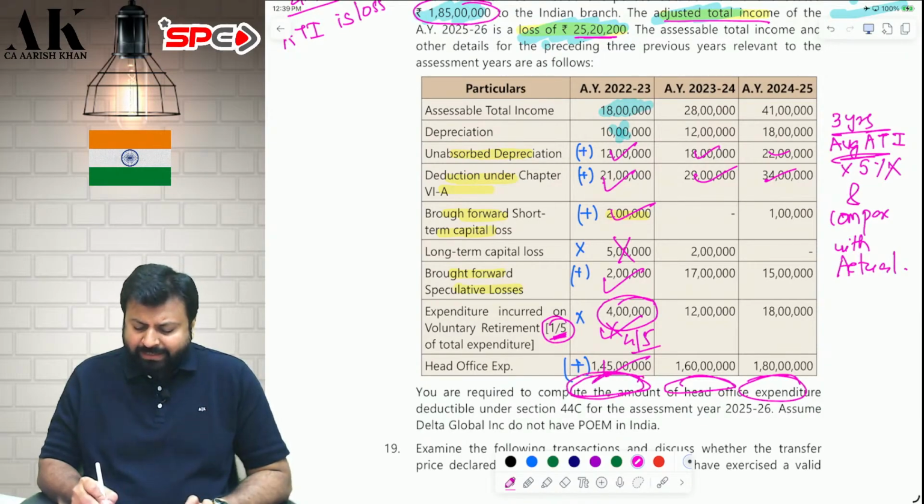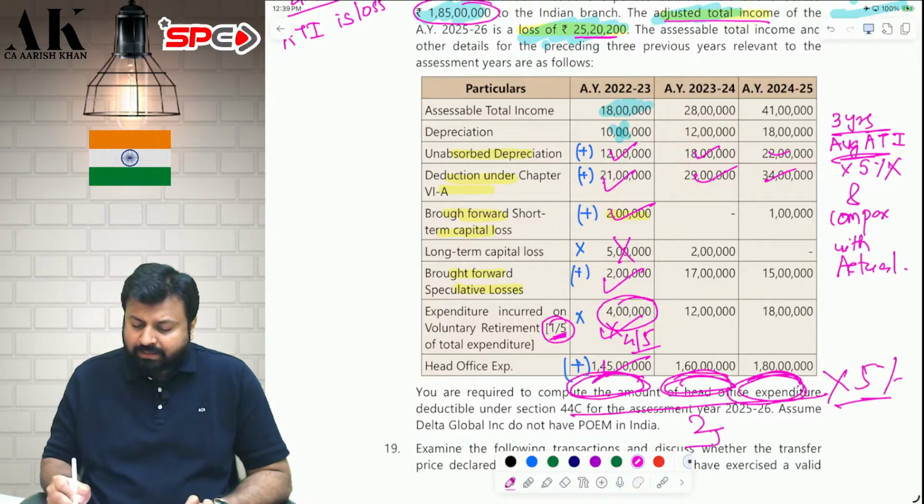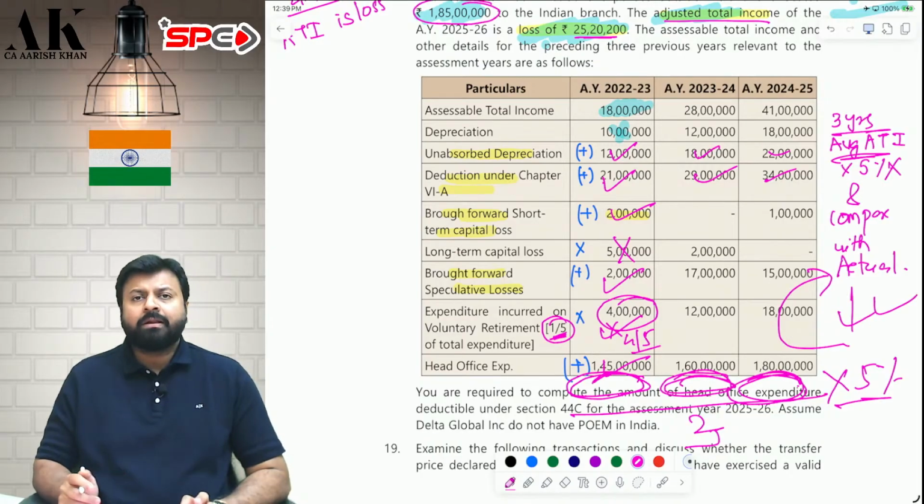After adding all these things, you will get 3 adjusted total incomes. Take the total of all 3, divide by 3, multiply by 5%. Compare that with the actual. Whichever is lower will be allowed. I hope it is clear to all of you.